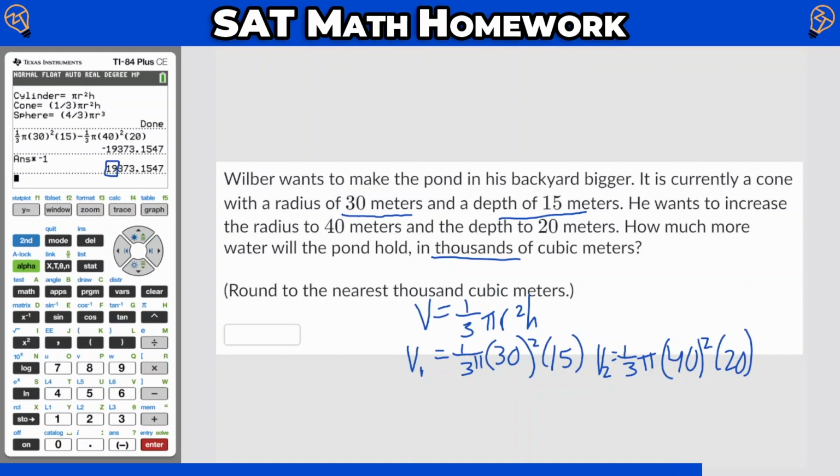19,373 point, etc. So if we want to round to the thousands place, which is that 9 there, we look to the right of it, which is a 3. A 3 says stay, so the 9 stays. Everything else to the right becomes a 0. And so we essentially get 19,000, which our final answer would simply be 19.